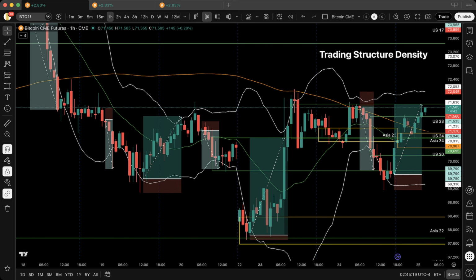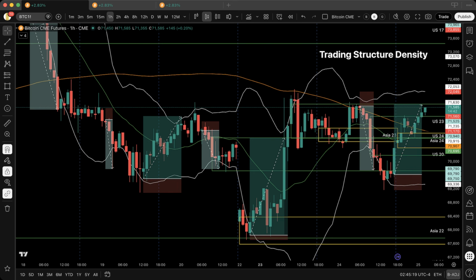Now from that stabilized region, price begins to move. It moves upward into the March 23rd US session, and it tests the upper boundary. At this moment, it looks like continuation. It feels like continuation. But we must separate feeling from structure, because movement is not continuation. Continuation requires persistence.